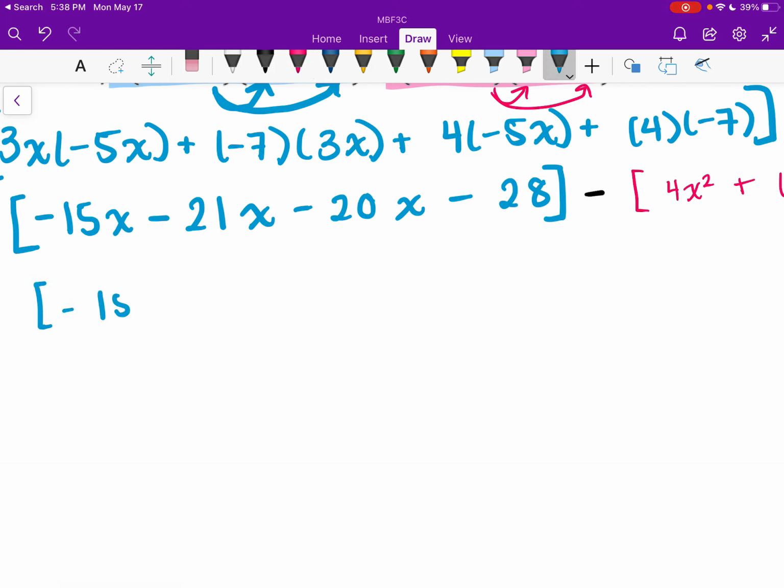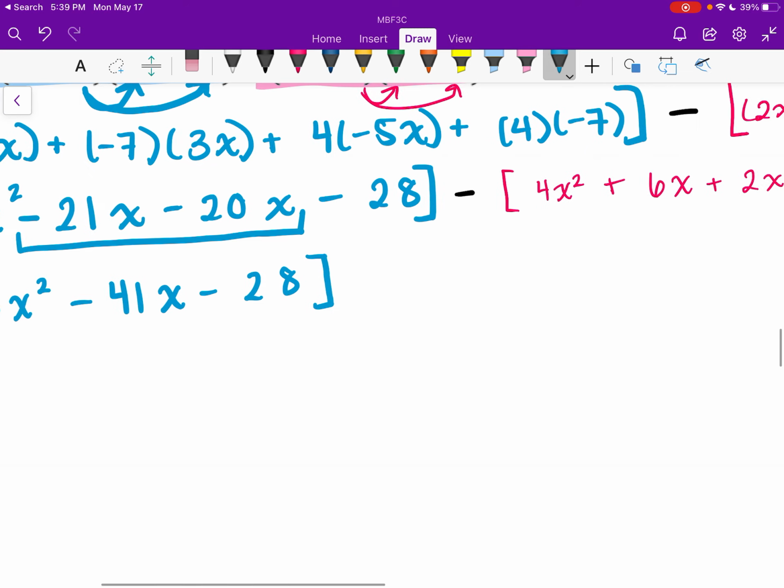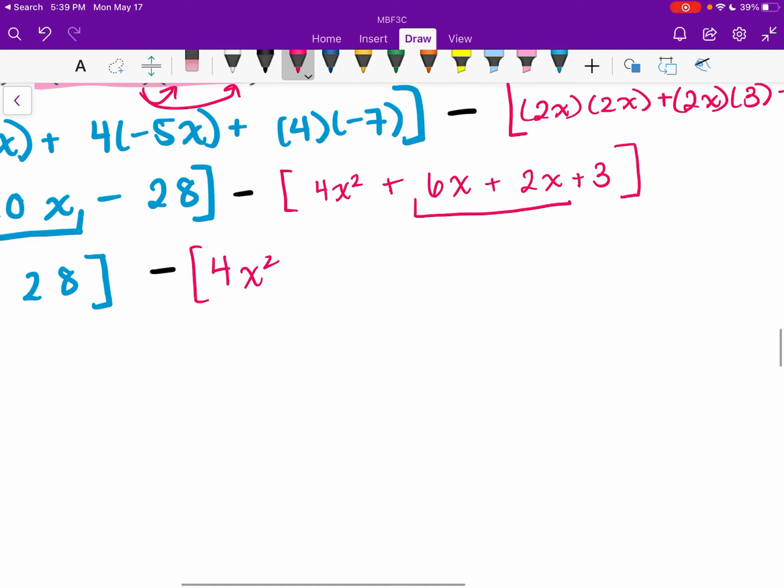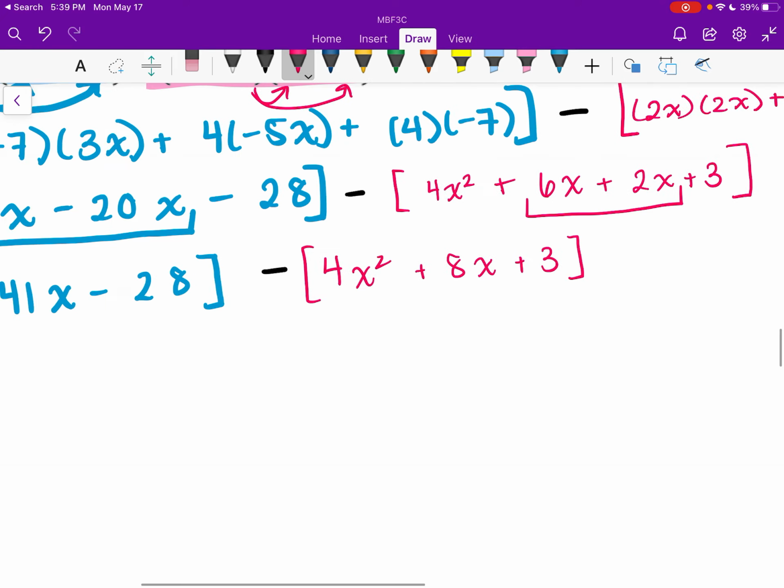So I have -15x squared, minus 21x, minus 20x. I can just collect these like terms and simplify it. So I'm going to do -21 minus 20, which is going to give me -41x minus 28. Then I'm going to do the same thing here. I'm going to do 4x squared. I can't really do anything about it, so I'm going to leave it. There's no other x squared. But there is another x and an x. So 8x plus 3, right?